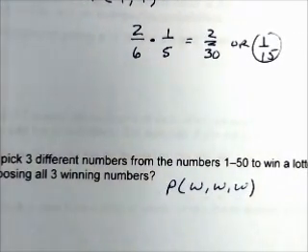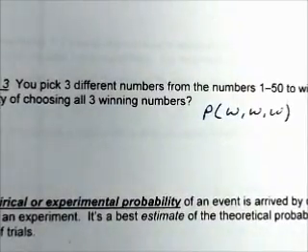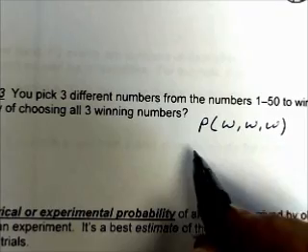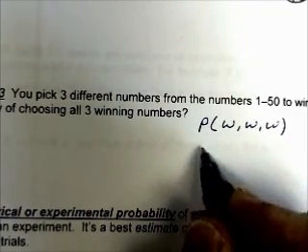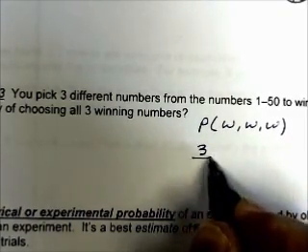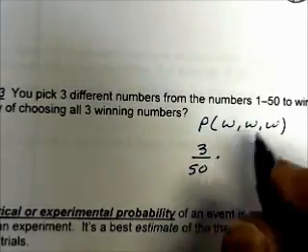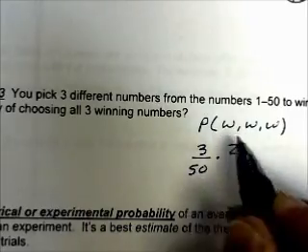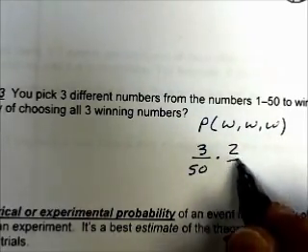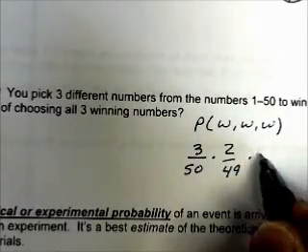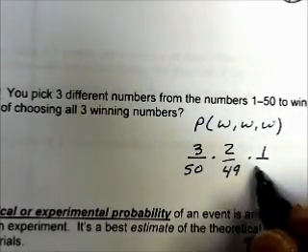Well, there are 3 winning numbers. So first draw, you pick one of the three, 3 out of 50. And then the second one, you pick the next one, but there's two winning numbers that remain out of 49. And then the third one, there's one left out of 48.